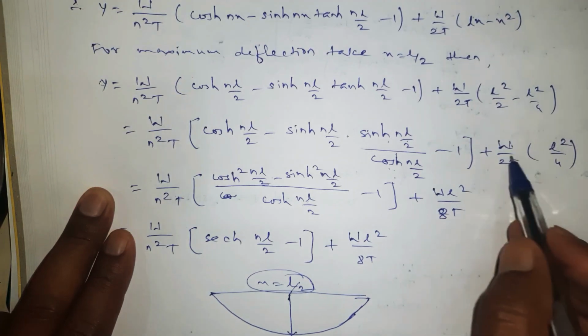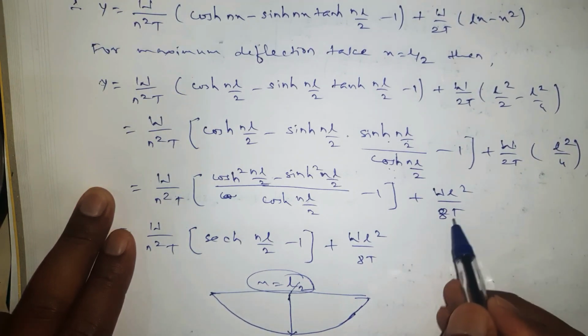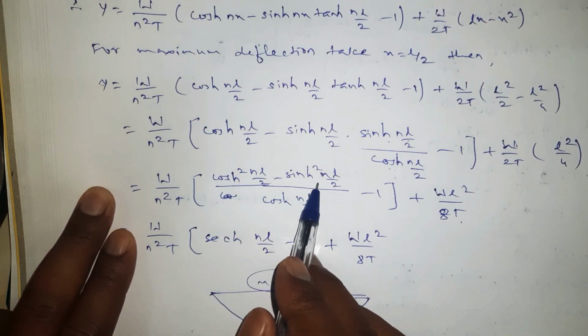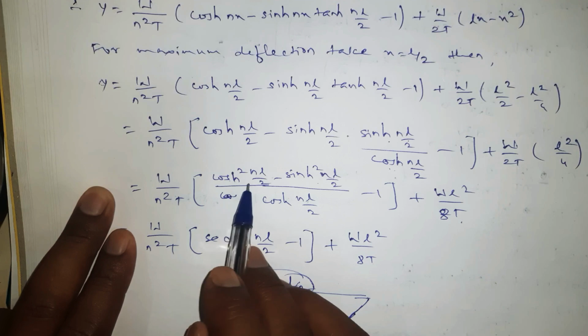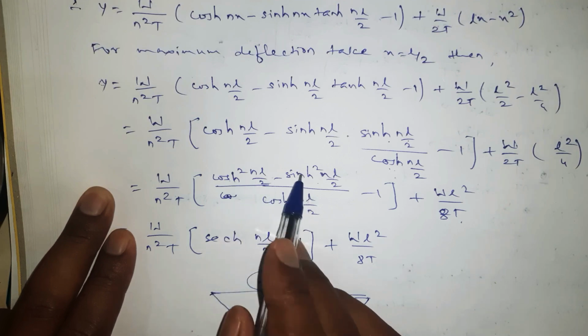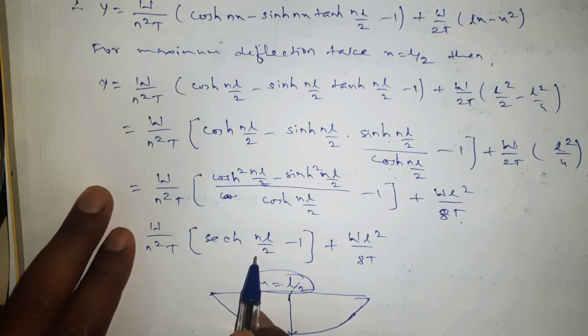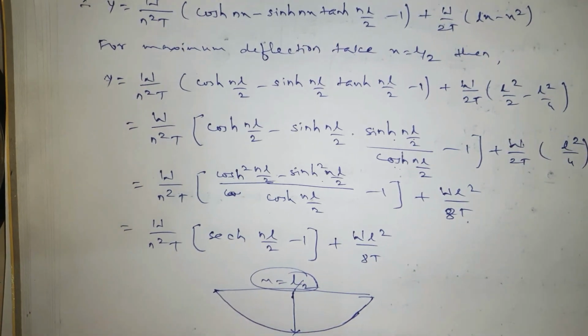So here w L square upon 8t, and here cos h square minus sin h square, it is 1. Cos h square theta minus sin h square theta is 1. So 1 upon cos h, it is sech. So this is your required answer.